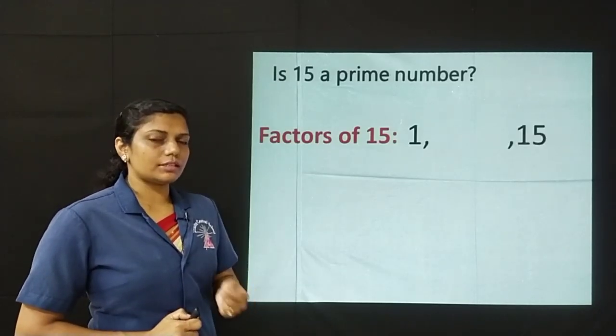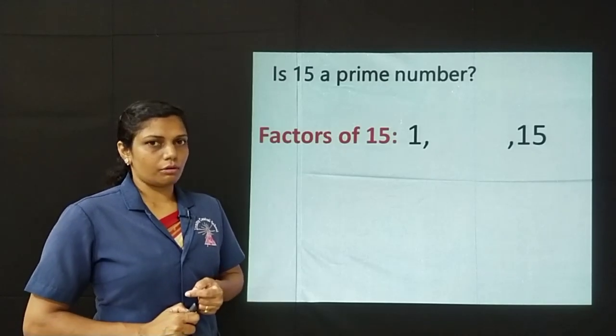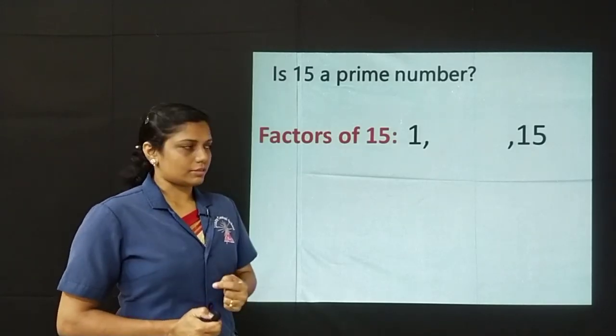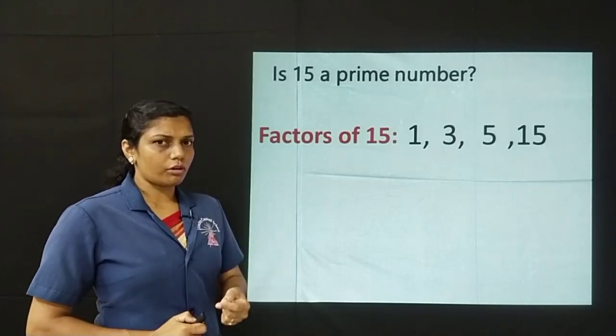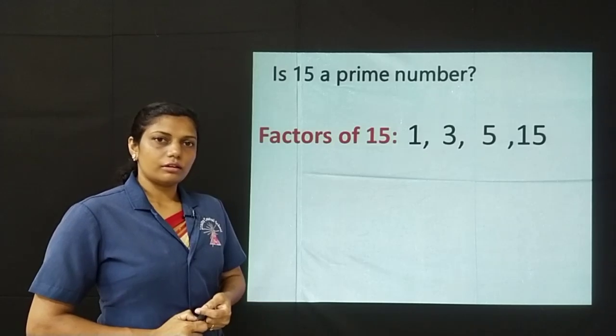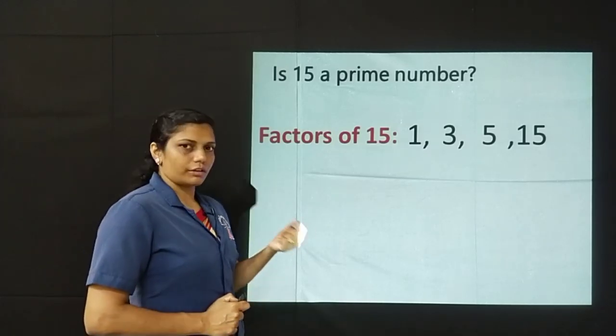What about 2? Is it divisible by 2? No. 3? Yes. 3 5s are 15. 4, is it divisible by 4? No. 5? Yes. 5 3s are 15.